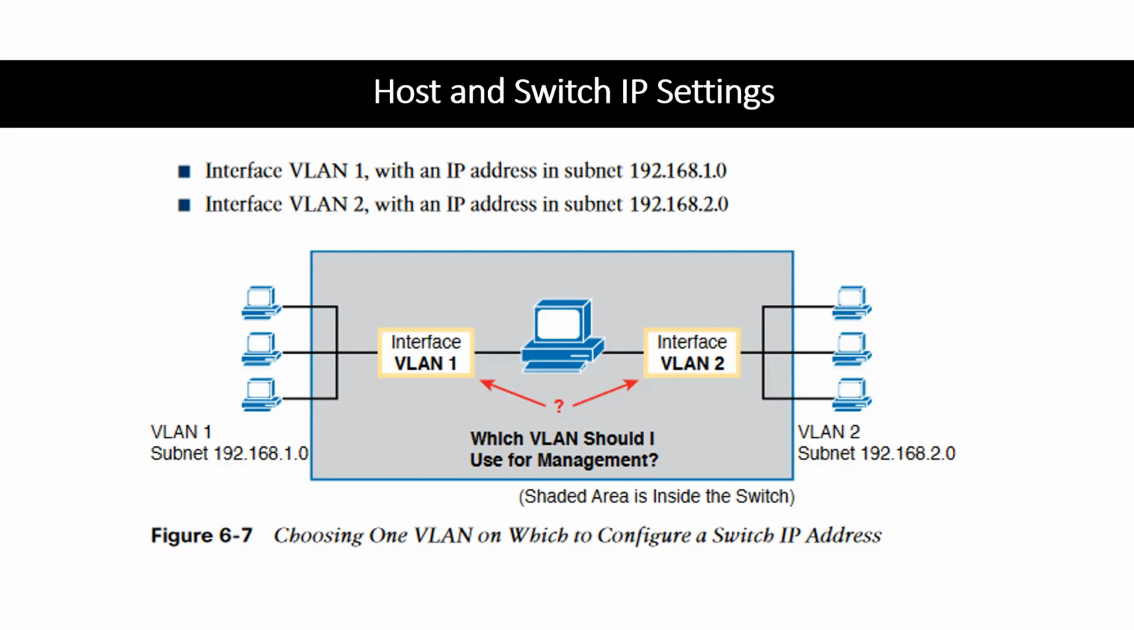Similar to layer 2, these hosts can't be in two different local area networks at the same time. They can only be in one at a time. So the ones on the right are in VLAN 2 from a layer 2 perspective, and they can only have an IP address for VLAN 2's SVI subnet at that same time. Okay, so let's keep moving. Hopefully this is simple enough.